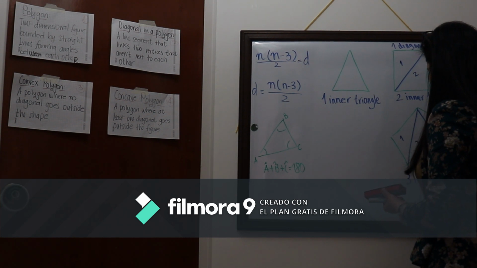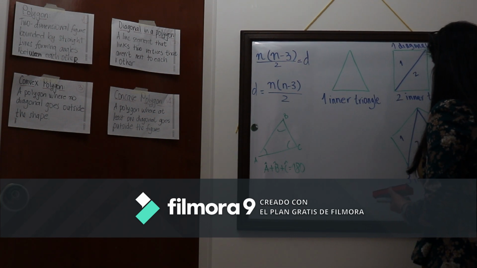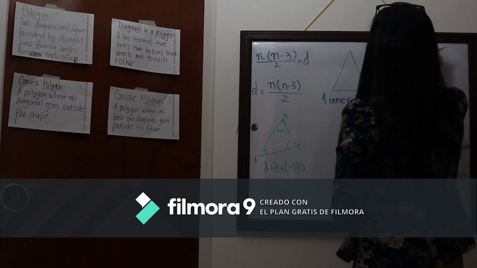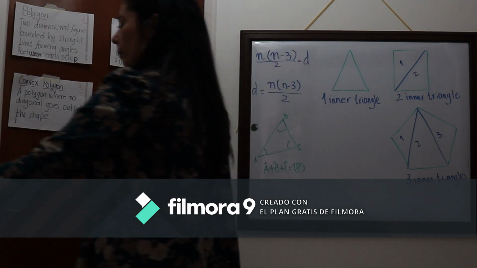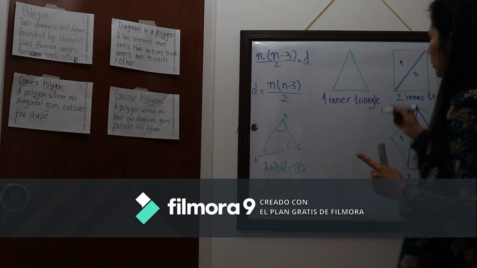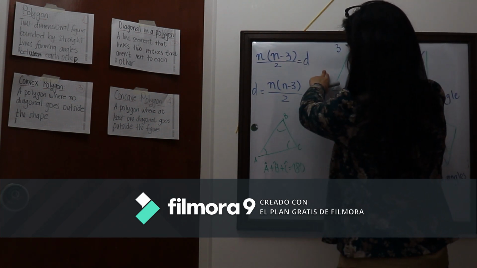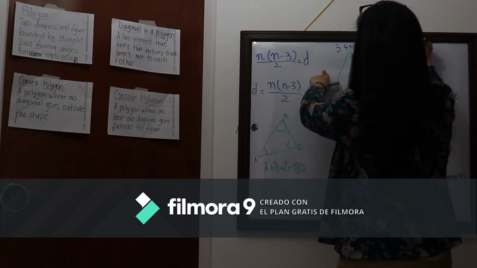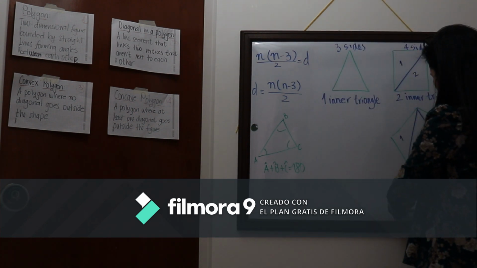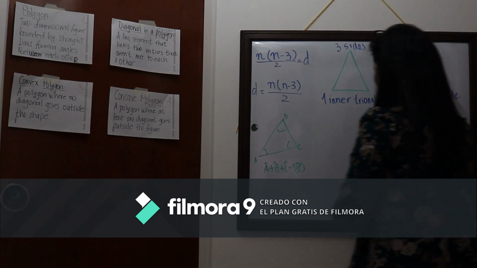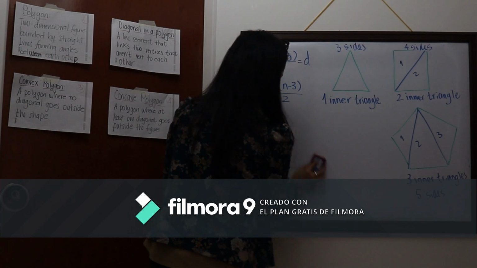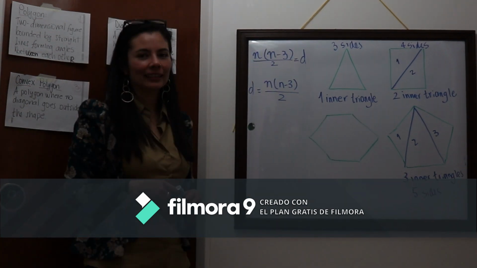3 inner triangles, right? And again, what we are going to think about is the amount of sides each shape has. Here we have 3 sides, here we have 4 sides, and here we have 5 sides, right? I'm going to do the hexagon very quickly, and maybe I can just use a little bit more space over here.